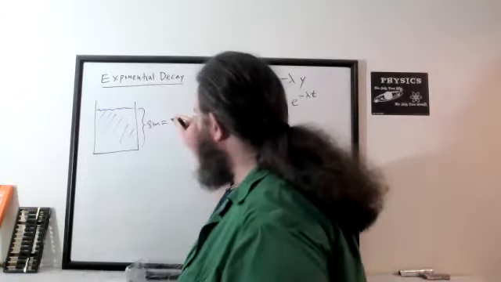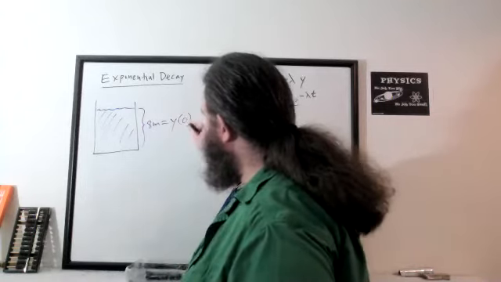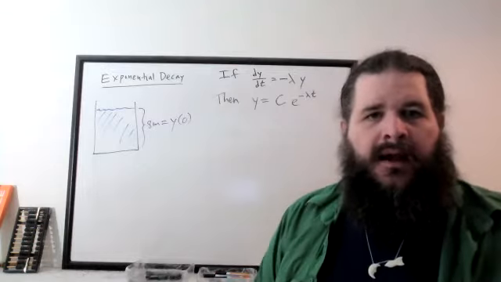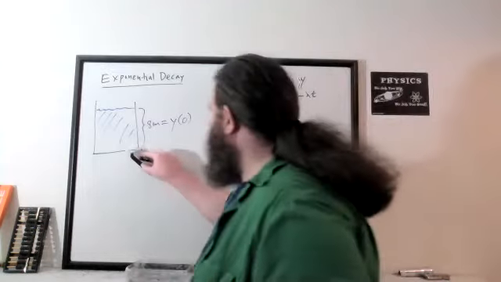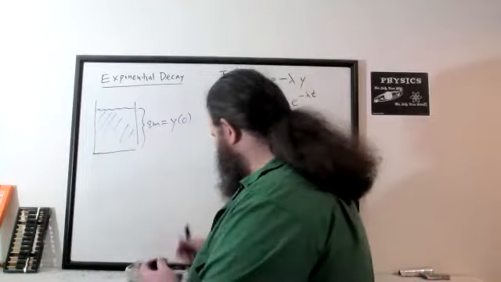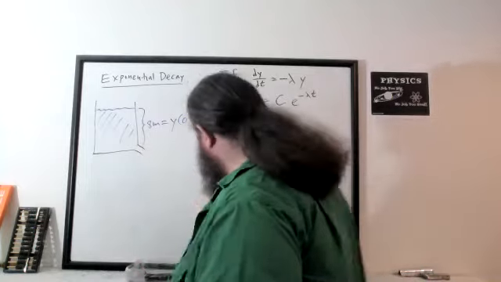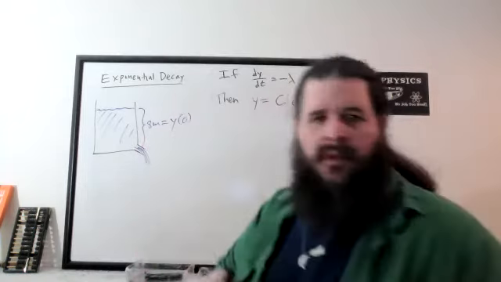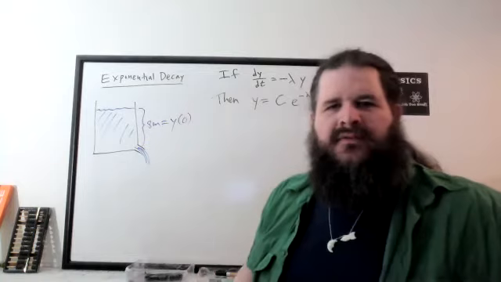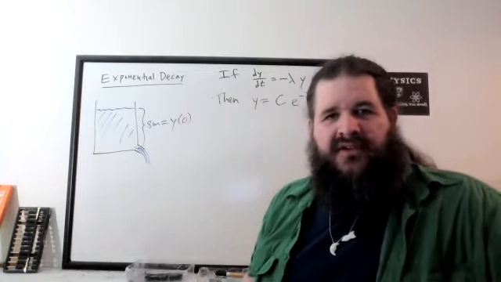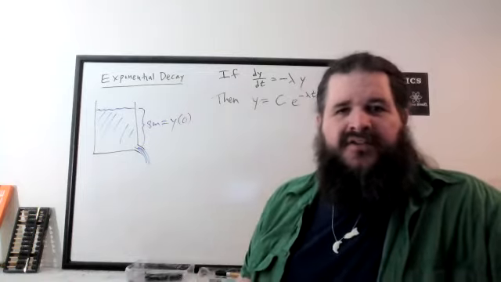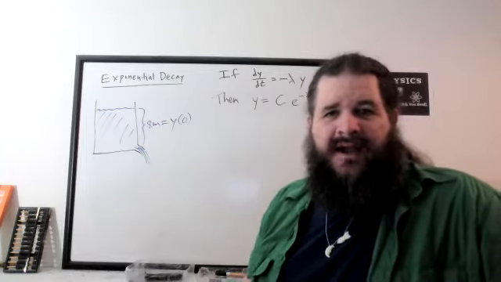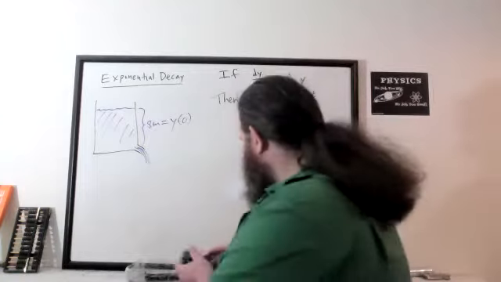Let's call that y of 0, because that's the value of y at time 0. And we open a drain at the bottom, allowing water to spill out. And let's say instead of looking at it in terms of area and resistance and pressure and Bernoulli's equation, let's just say we take some measurements. We take some physical measurements and we find that after 10 minutes of draining, the water is only 5 meters deep.